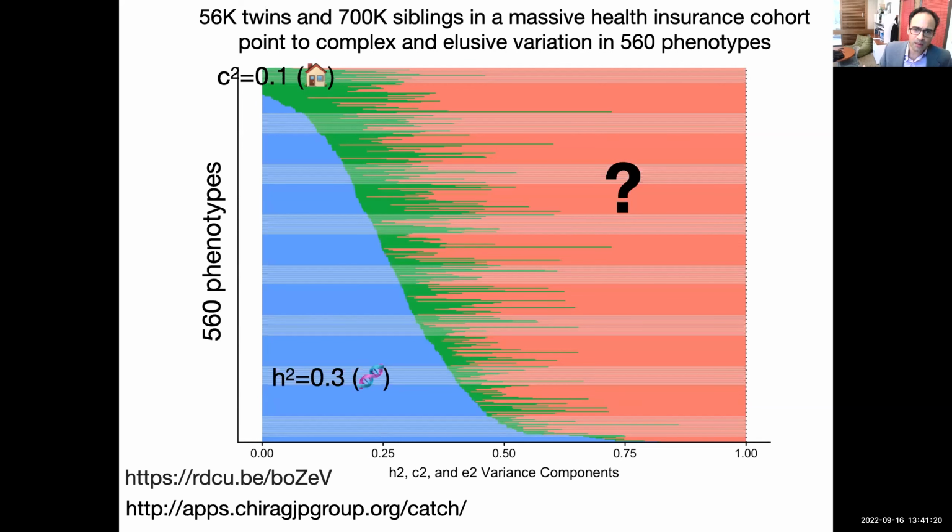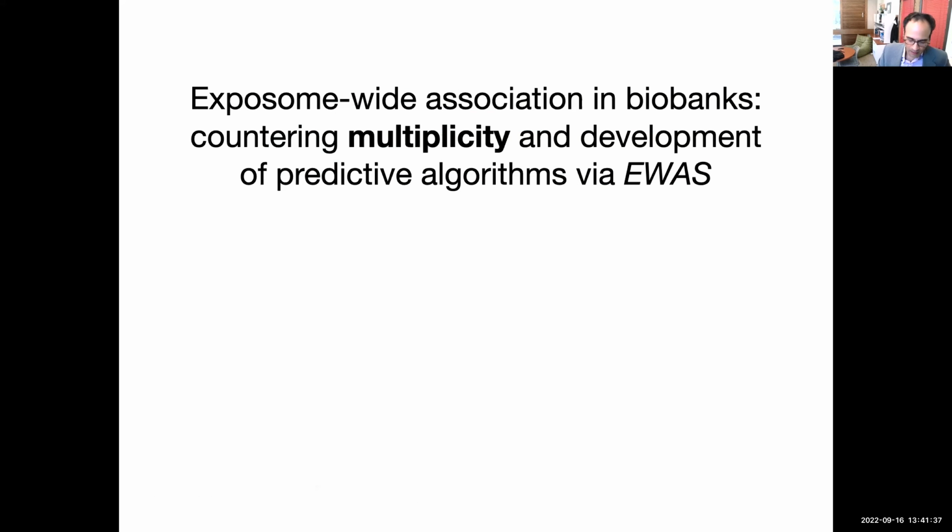But long story short, if you build a database like this, you could see that a lot of variation is yet to be explained. So the total amount of genetic variation is 30% and shared environment is 10%. So there is a lot of variation to explain across all these 560 phenotypes that are measured in the real world. So where does that lie? And I think that's where another win for biobanks and datasets like this could happen, in that now you can start testing individual exposures to see what their role is in explaining that missing variation.